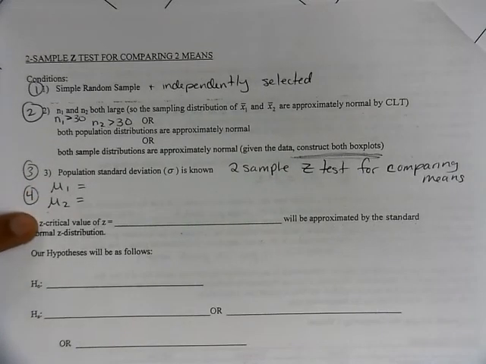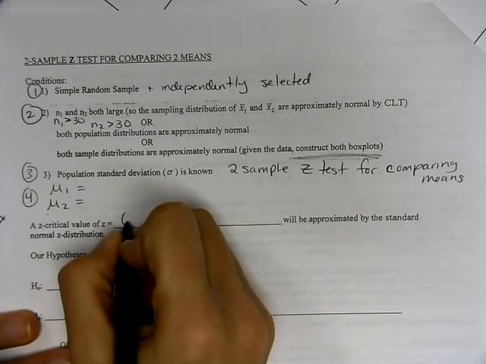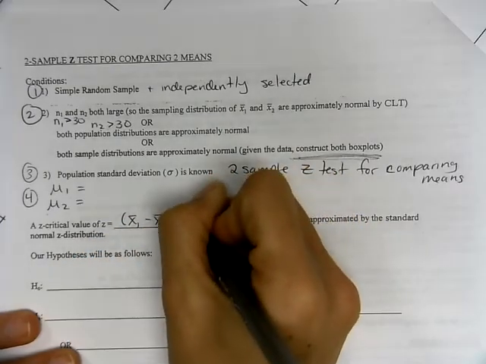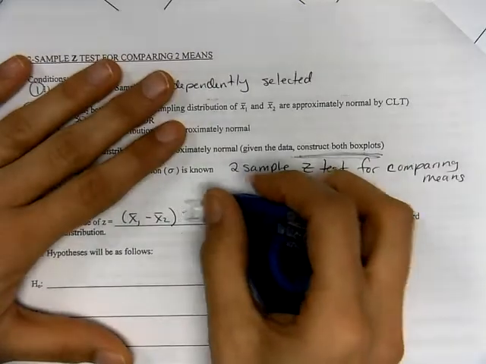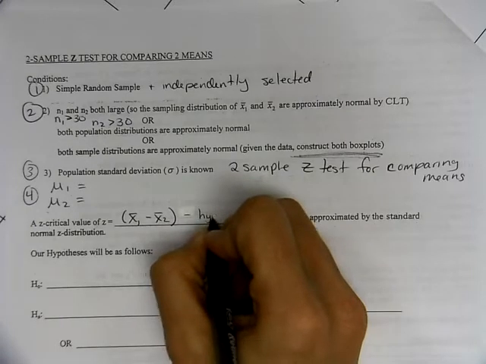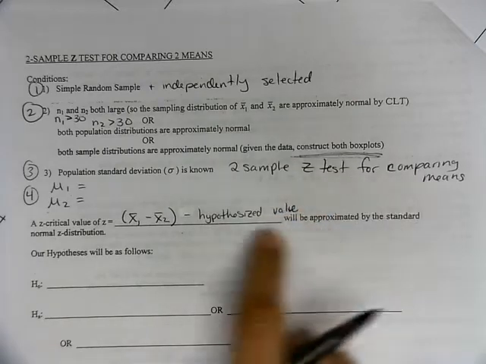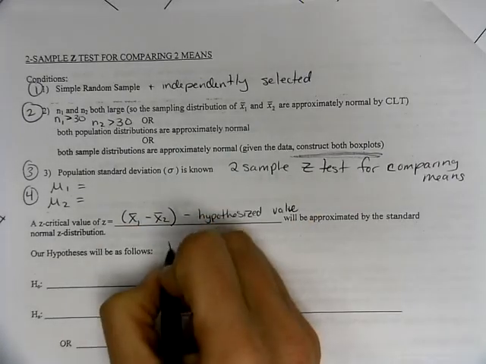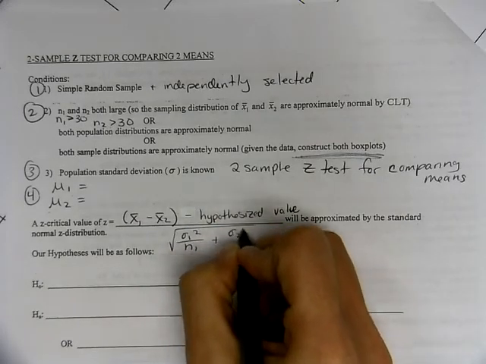Your Z value, here's your formula. This is going to be the division sign. So it's x bar 1 minus x bar 2, minus some hypothesized value, which the majority of the time will just be 0 because you're just assuming that they're the same, divided by the square root of sigma 1 squared over n1 plus sigma 2 squared over n2.